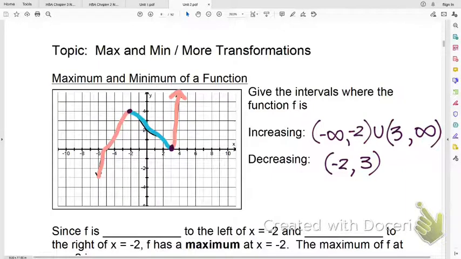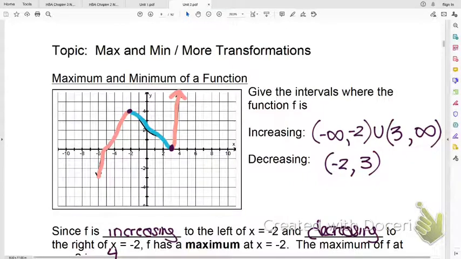Since f of x is increasing to the left and decreasing to the right, we have a maximum at negative 2. The maximum value at negative 2 is the y value. So at negative 2, what is the y value? 4. So that's that last blank down here that I just cut off. So the maximum location is negative 2. The maximum value is 4.